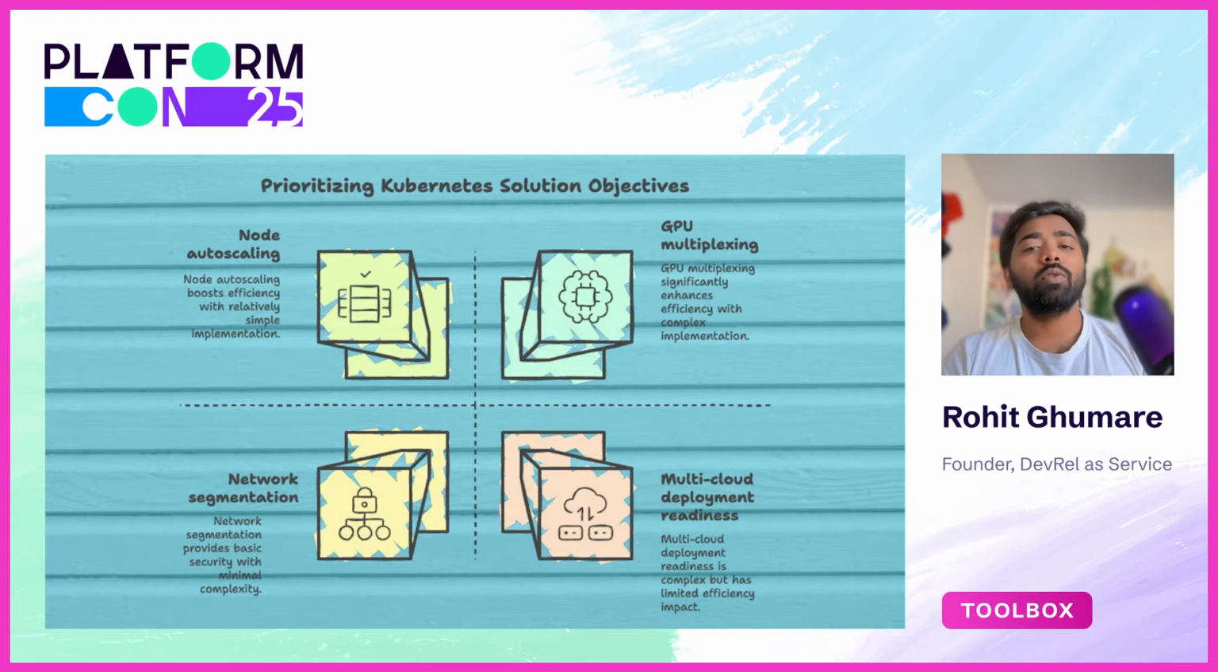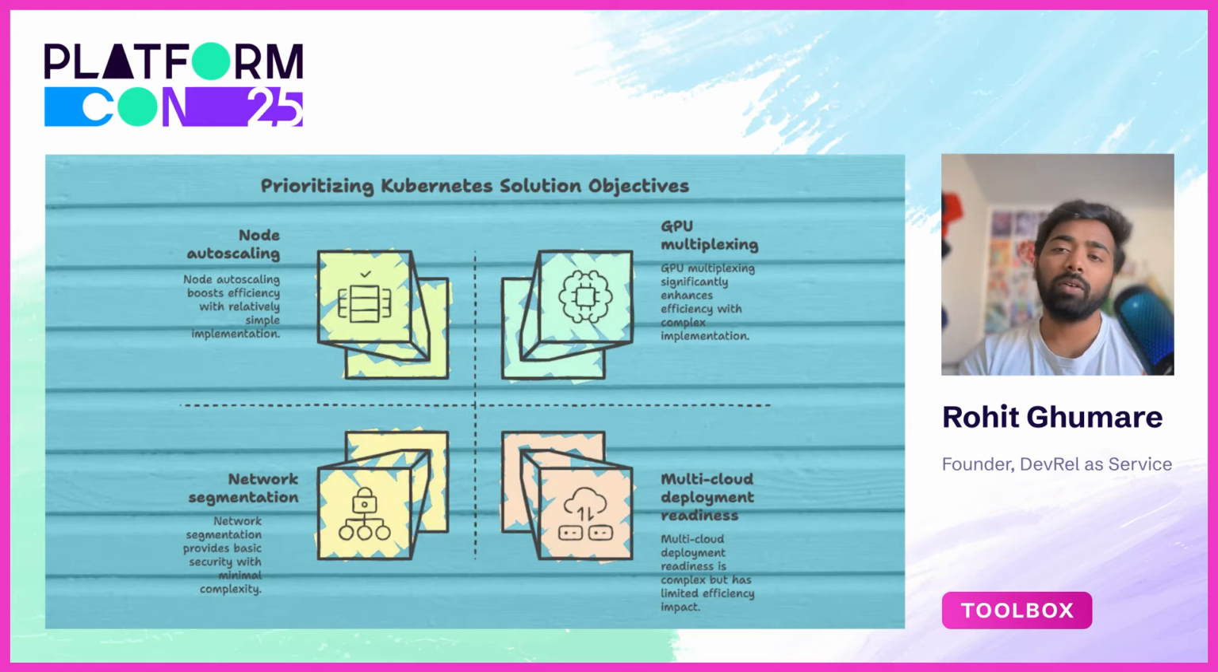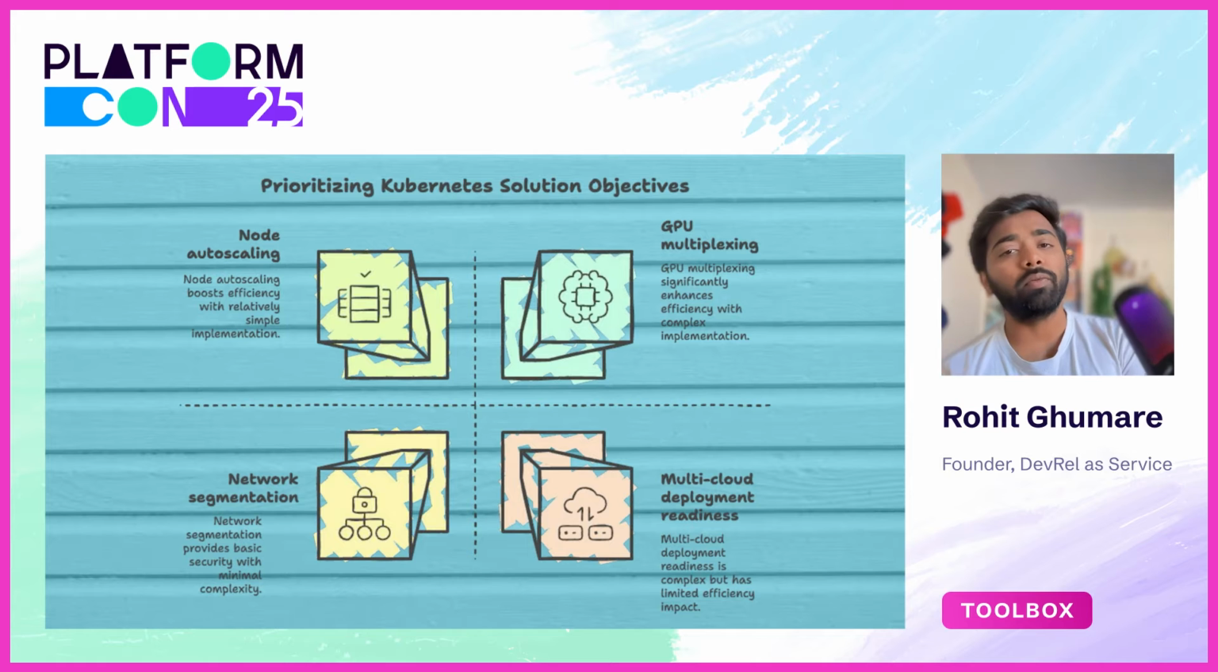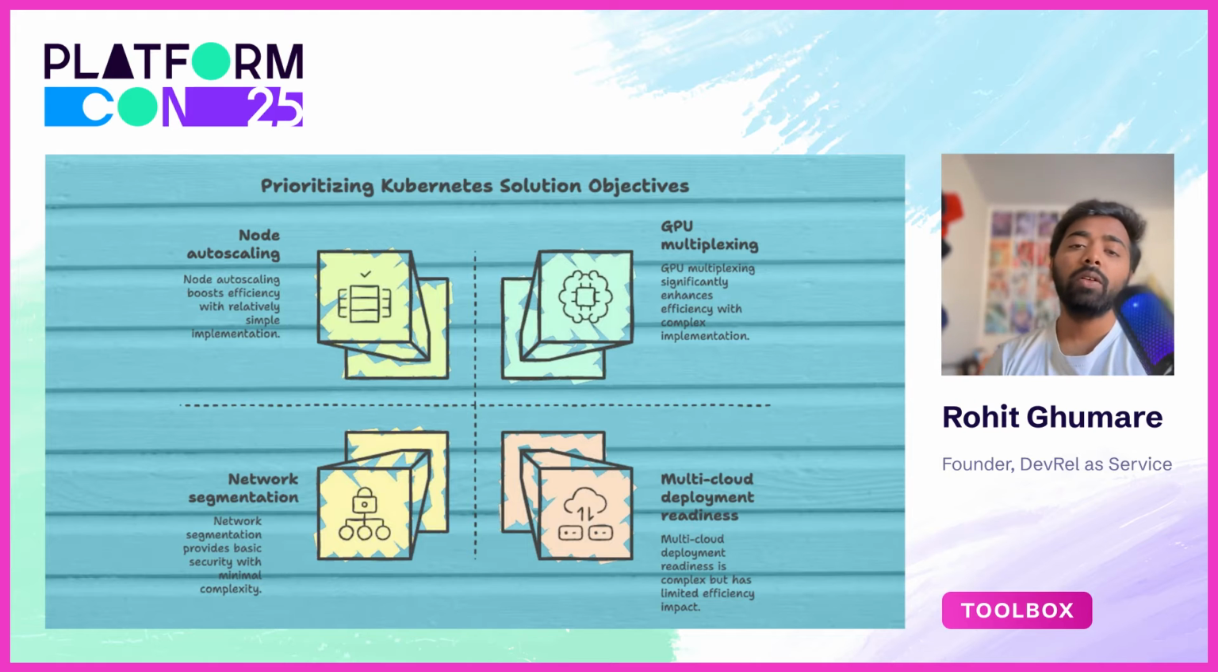Our solution objectives can be prioritized as shown in this matrix. Node auto scaling provides high efficiency with relatively simple implementation. This is your normal thing. Then GPU multiplexing offers even greater efficiency gains, with a more complex implementation. Network segmentation gives you solid security fundamentals, while multi-cloud deployment readiness provides flexibility but with limited efficiency impact.